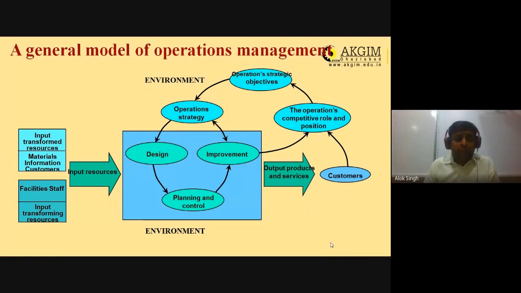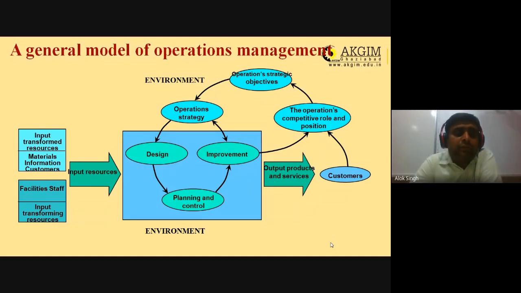If you talk about process, there is the business environment, and the personnel related with the top management, middle level managers, and lower level, basically the operational managers. First we will discuss input transformed resources.